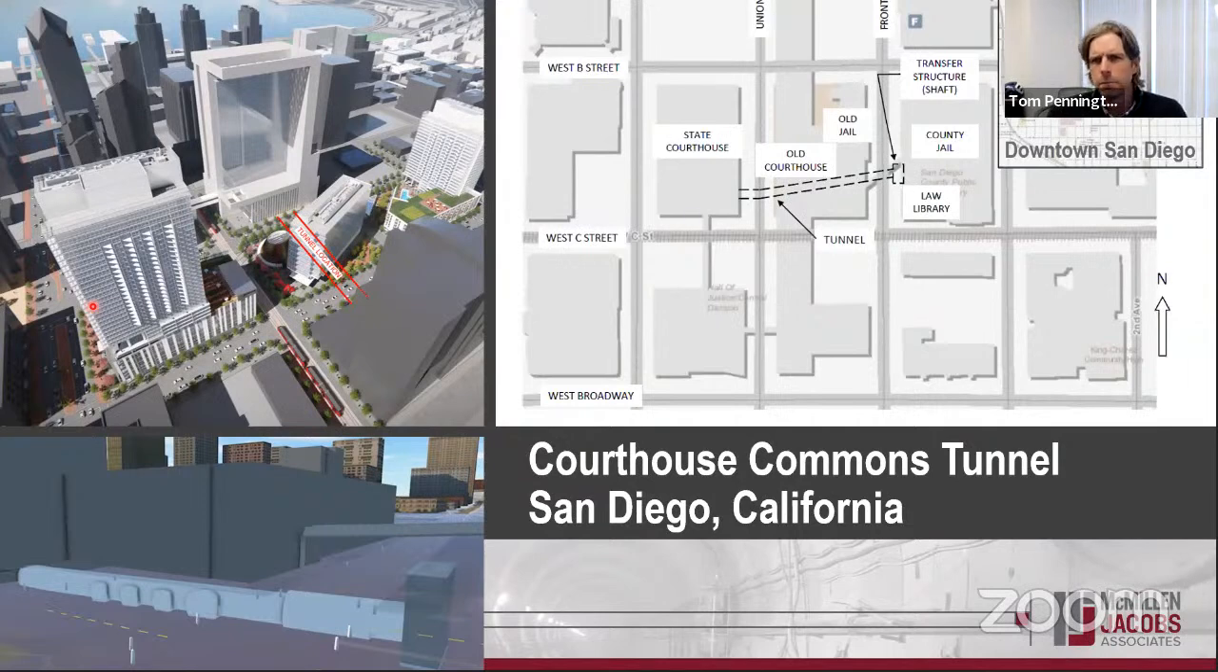And at the same time, because this block that the tunnel was going to pass underneath was slated for redevelopment, the tunnel would also allow the existing structure there to be demolished and a new redeveloped structure built on top of it. So that was a key aspect of this project, which we'll talk about in a little bit.